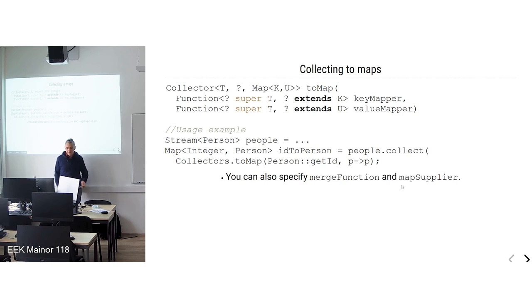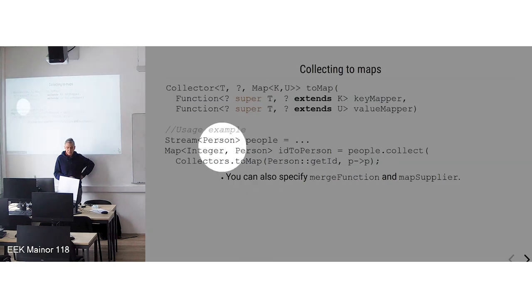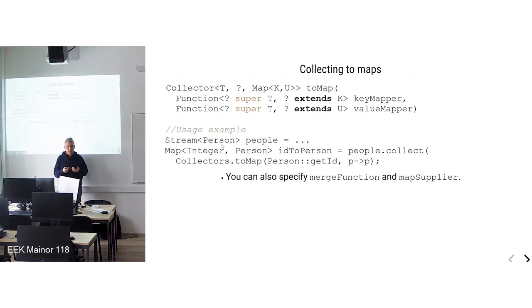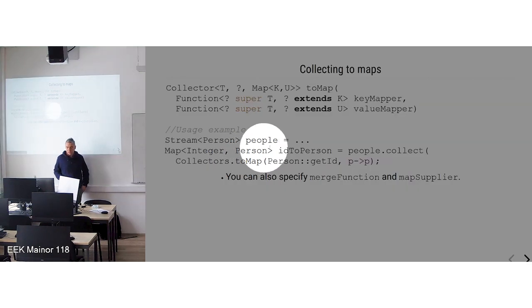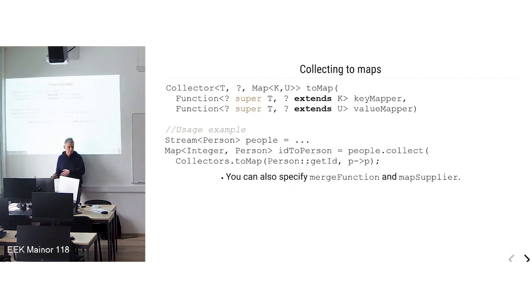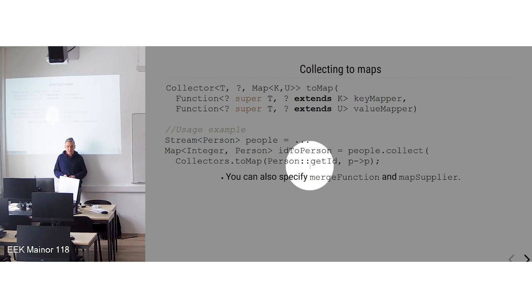Like this, we have a stream of person, and a person has an integer field called ID. So if, for example, we need to obtain a map from person's ID to person themselves, like map from integer to person, we can do this using a single collect method. But now we are using Collectors.toMap, and we say literally the following: please collect people from this stream using getID, extracting this as a key and extracting this as value.